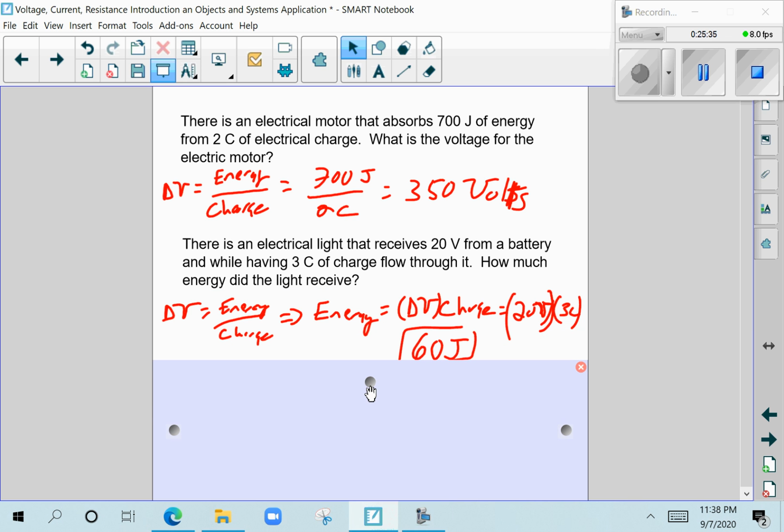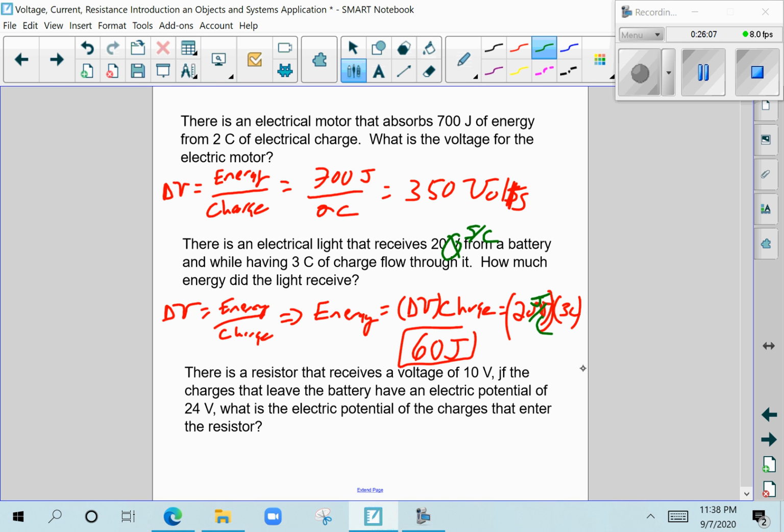So my voltage is energy per charge. So I could easily find my energy by saying voltage times charge. So 20 volts times 3 coulombs is 60 joules. An easy trick for a lot of this stuff is you could actually just replace the volts with a joule per coulomb. And that makes things a whole lot easier because 20 joules per coulomb times 3 coulombs would be 60 joules.